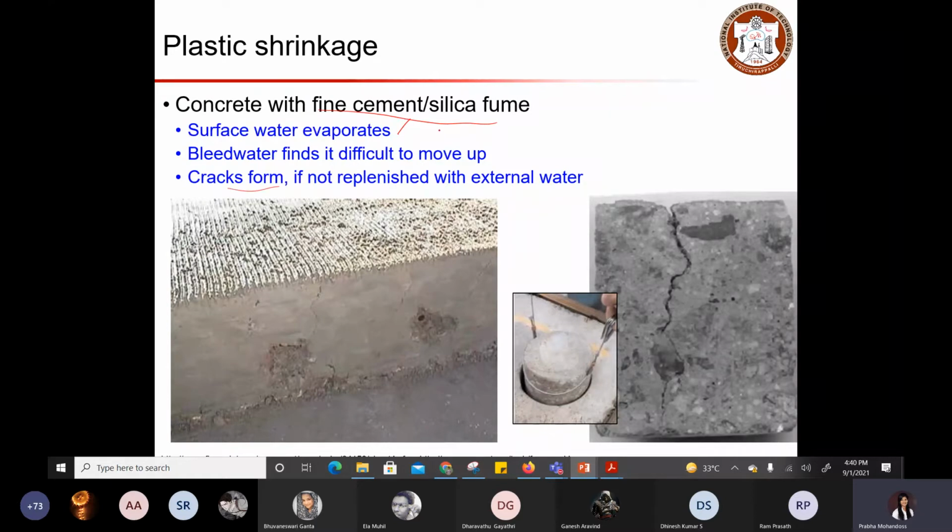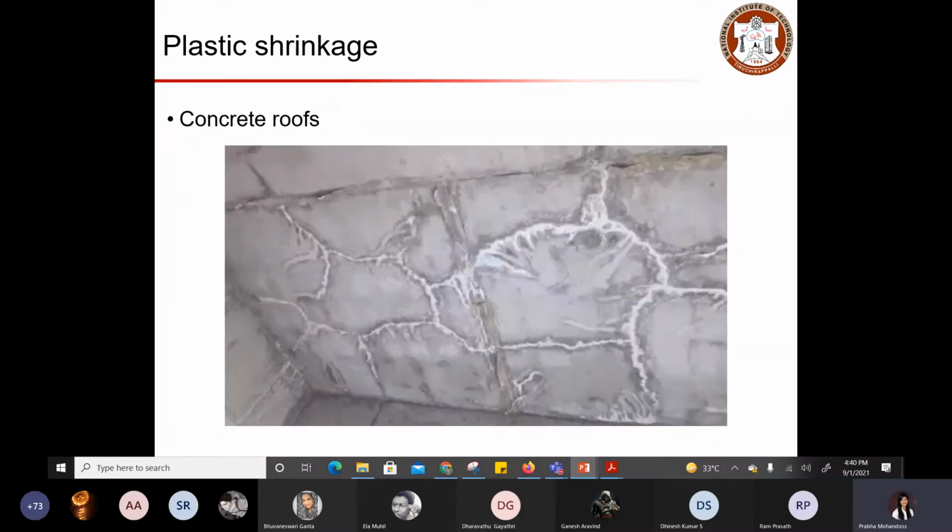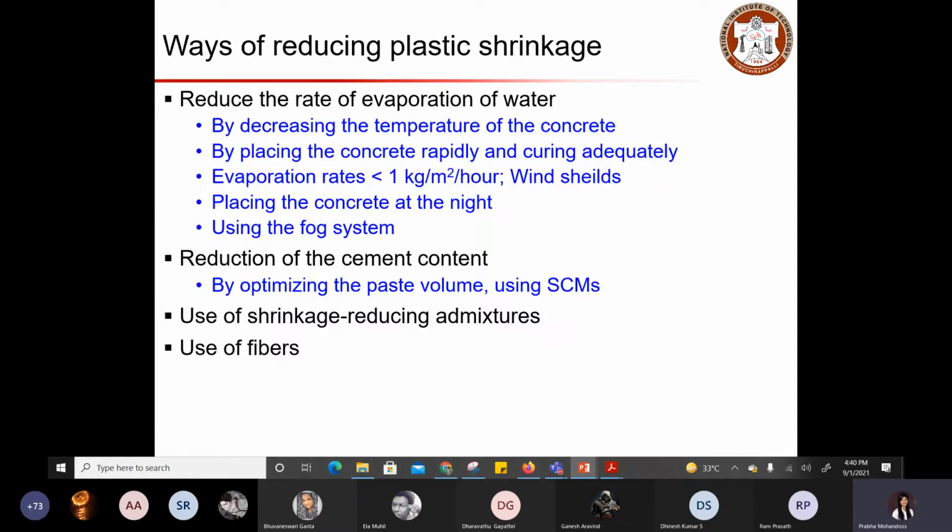So in the initial stage itself, you need to fix this with the help of external water. That is why curing plays a major role. To avoid plastic shrinkage, you need to cure your concrete properly. And this is another example which shows concrete roofs that have cracked significantly due to plastic shrinkage.